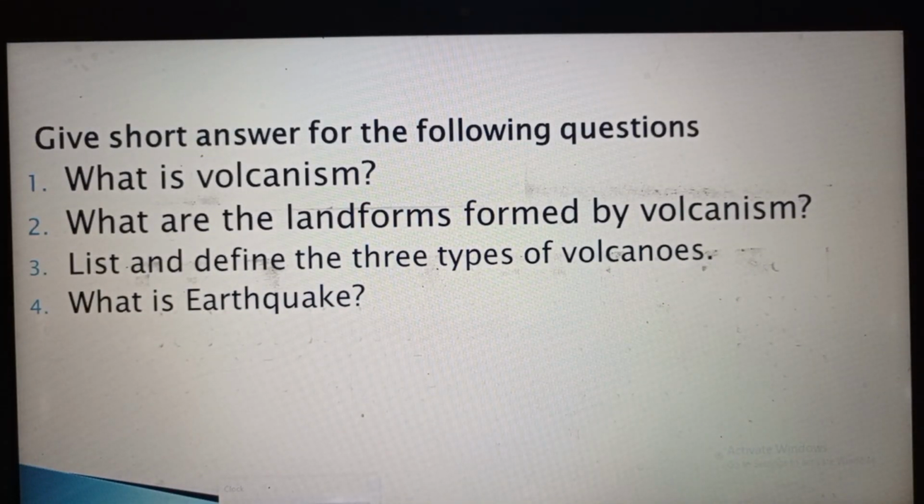Dear learners, try to answer this question. What is volcanism? What are the landforms formed by volcanism? List and define the three types of volcanoes. What is earthquake? Dear learners, this is all about our today's lesson.